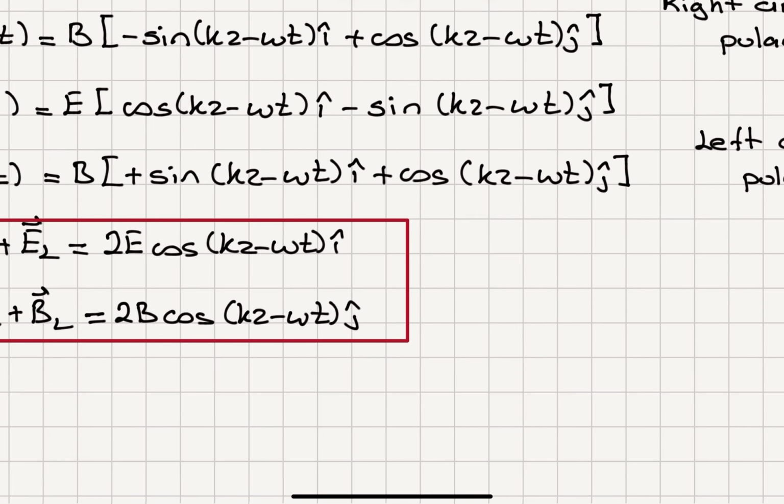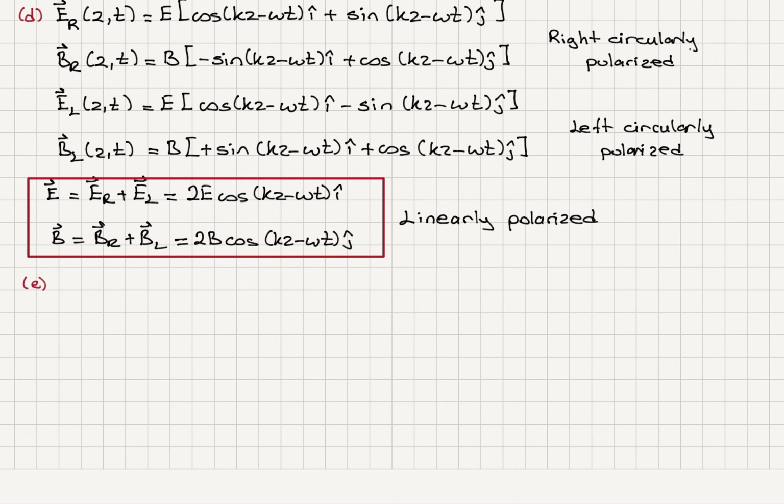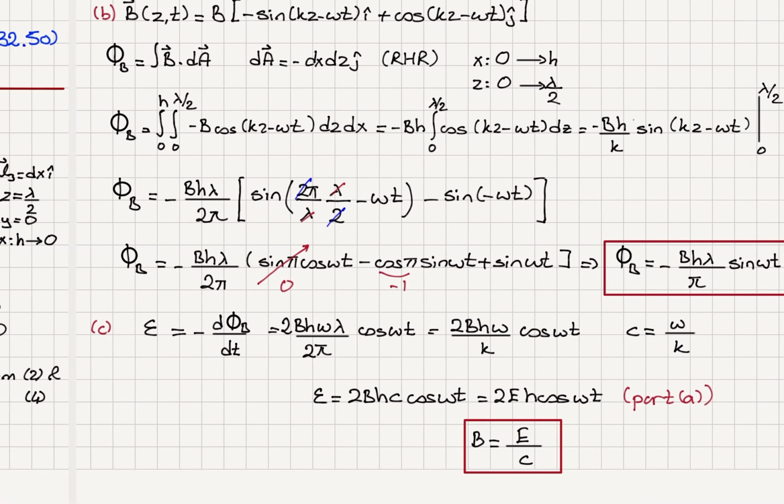Now you can see that we have two waves in phase, two traveling waves in phase. One is in i hat direction, the other is in j hat direction. The wave propagates in i hat cross j hat, k hat direction. This is describing our familiar linearly polarized electromagnetic wave, as suggested by the problem statement. Let's look at the last part of the problem.